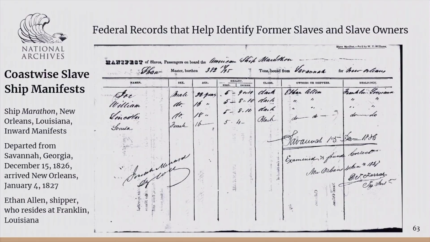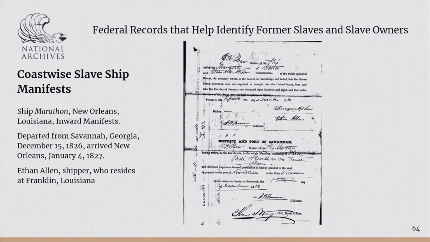There are 4 slaves listed here, Joe, William, Lincoln, and Louisa, and it gives their gender, their age, their height, and complexion. And in the owner or shipper column, it doesn't specify owner or shipper, so you have to go to the reverse side of the document, which is the next image online, and that's the back side, in which on this page, Ethan Allen is indicated to be the shipper. So you don't know who the slave owner had been, you don't know who the slave owner was going to become, but you know at this moment in time that those particular individuals were in the custody of Ethan Allen.